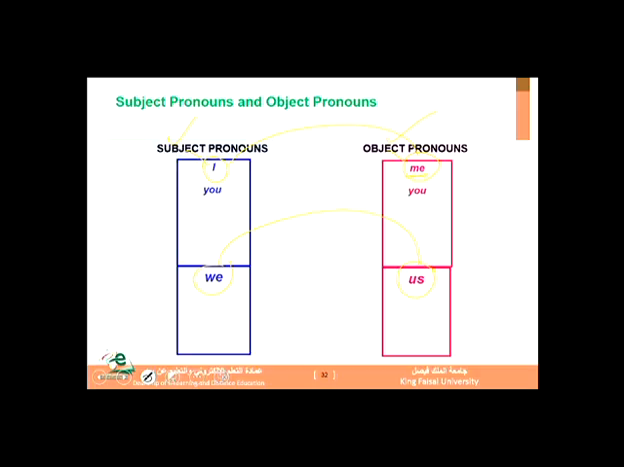You and you. So you in the subject has the same form in the object position, or in the object pronoun. She becomes her. She changes into her. Then he changes into him, while it remains as it is without any actual change.